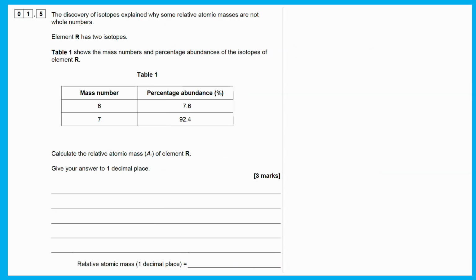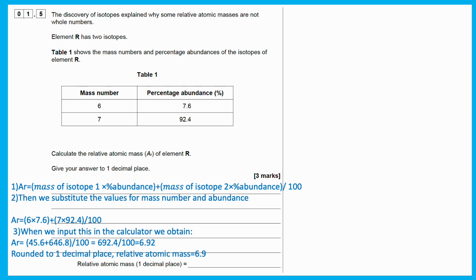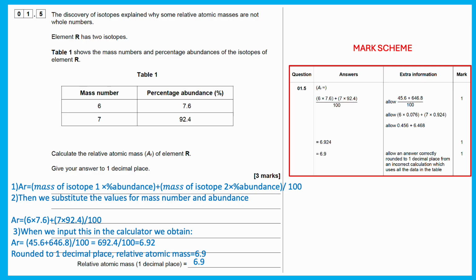We know that isotopes have the same number of protons but different numbers of neutrons, which affects the overall mass number of an element. The question provides the values for the isotopes' abundance and mass numbers. So we simply need to recall the formula for calculating the relative atomic mass. First we write the formula, then we substitute the values for mass number and abundance, and lastly we input all the numbers in the calculator to get the answer. This is also what the mark scheme expects you to do. You earn 1 mark for each step of the calculation.